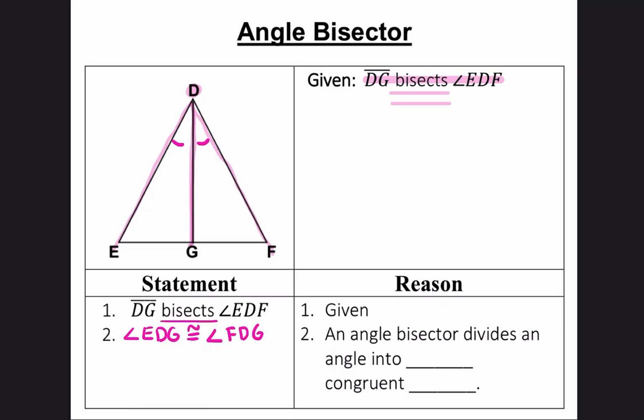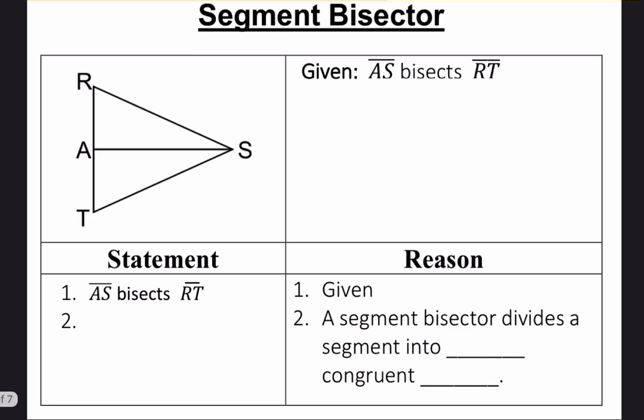Okay, and the reason for that is an angle bisector divides an angle into two congruent halves. And that's a definition we've seen before. So this is just defining an angle bisector and showing that it gives us those two congruent angles. Now, again, this is just one type of bisector, an angle bisector. The second type of bisector is a segment bisector.